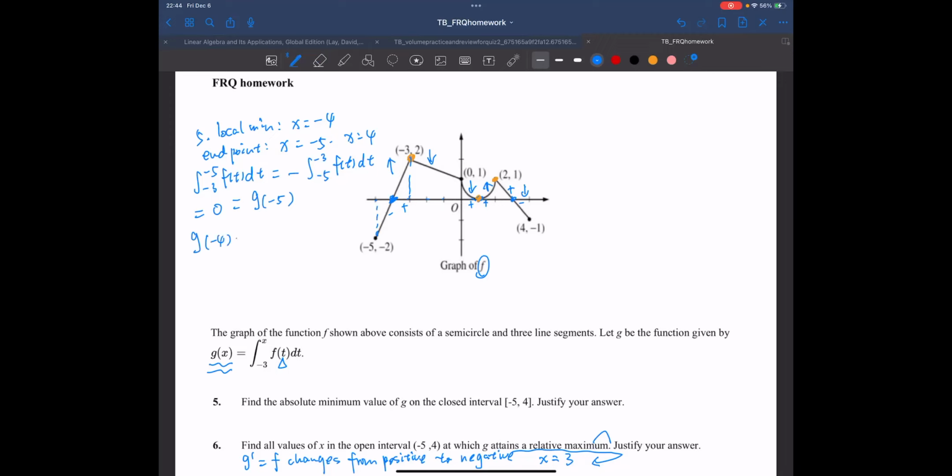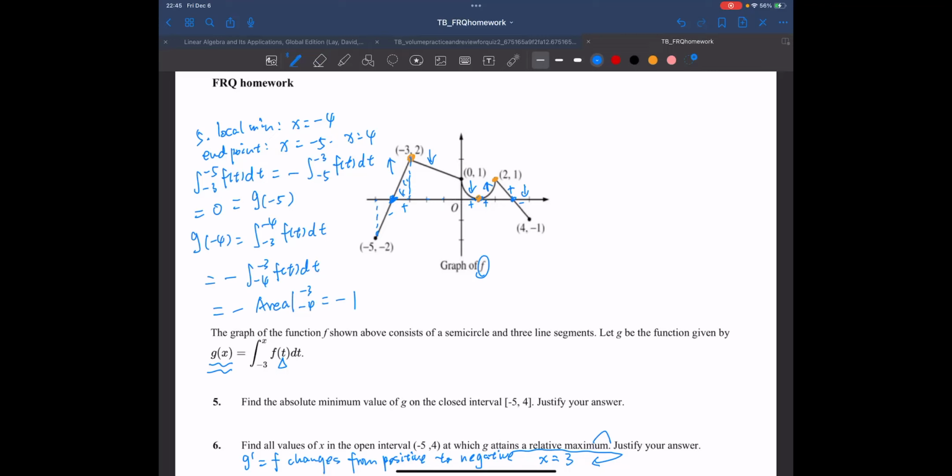G of -4 equals -3 to -4. Okay, get the exchange, and you can just write it. -4 to -3, the value is 1. 1 multiply 2, multiply 1 over 2 to get the area of the triangle. But there's a negative here, and so the answer is -1.